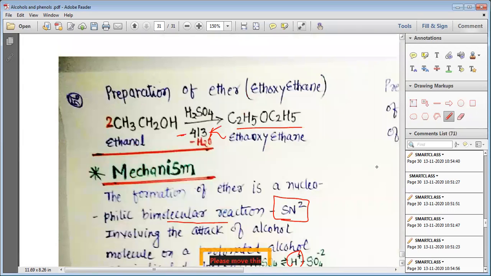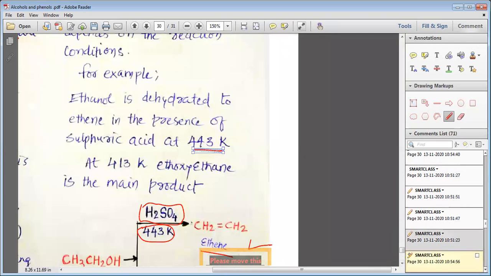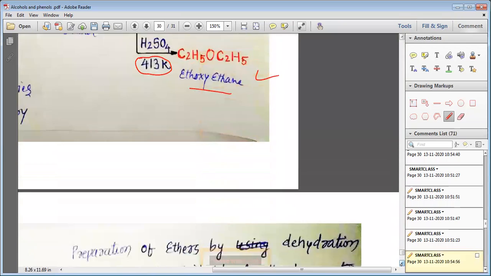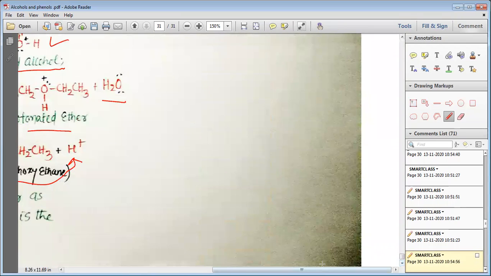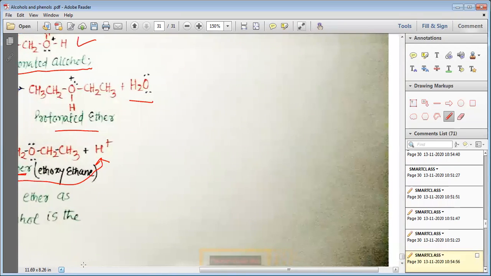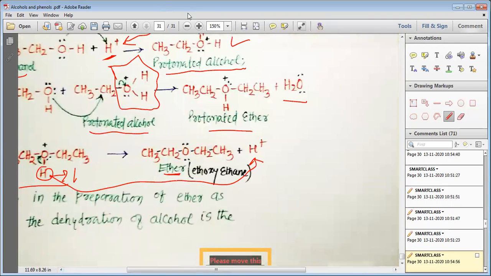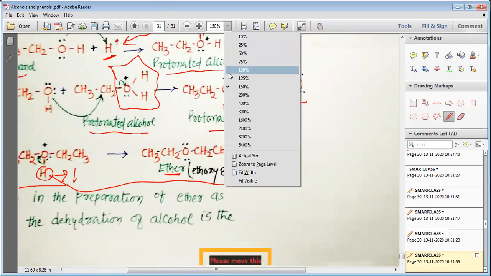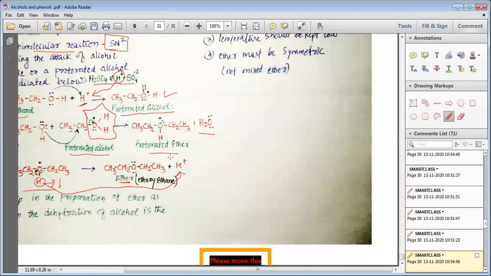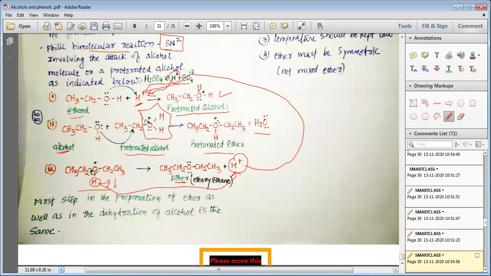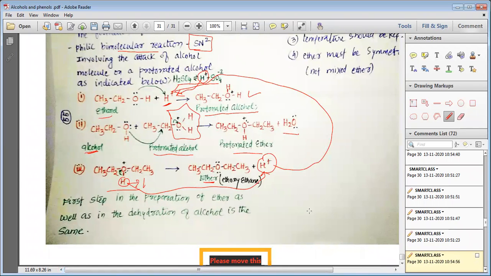We know that this H plus is needed in the first step, my dear students. So whatever H plus is obtained during this process is required in the first step. This H plus, which is produced in the last step, can again be utilized for the first step of the preparation of ether, and this is how the ether is being prepared.